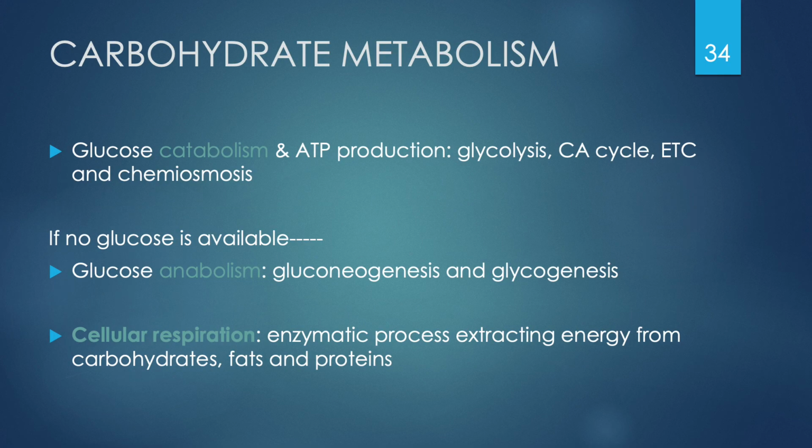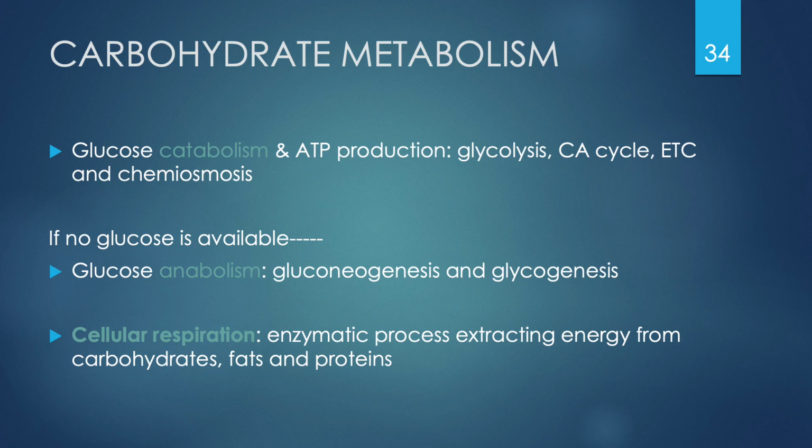Carbohydrate metabolism really just circles around glucose. Glucose is the easiest thing to break down to get ATP and to get it quickly. So you can see why this would be very important for a lot of our cells. Glucose catabolism is the breakdown of glucose, and it allows us to produce ATP, or adenosine triphosphate. Through this process, we go through a series of steps. The first is glycolysis, then the citric acid cycle, then the electron transport chain, and finally chemiosmosis.